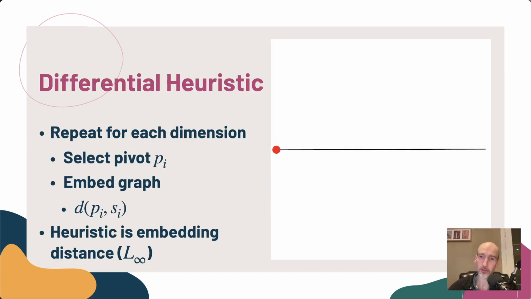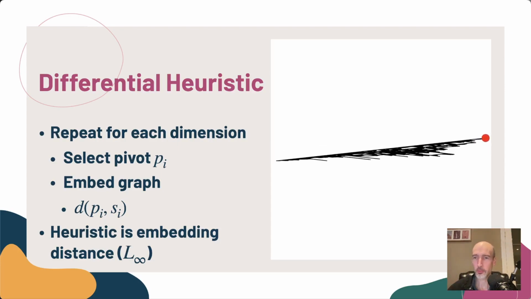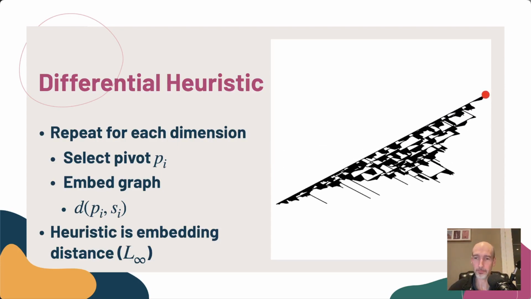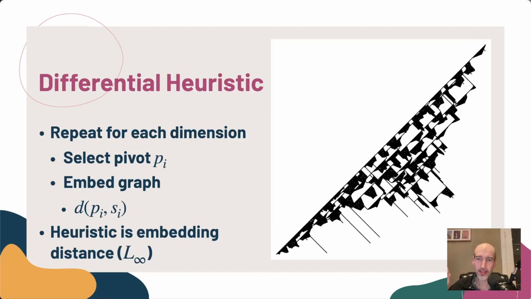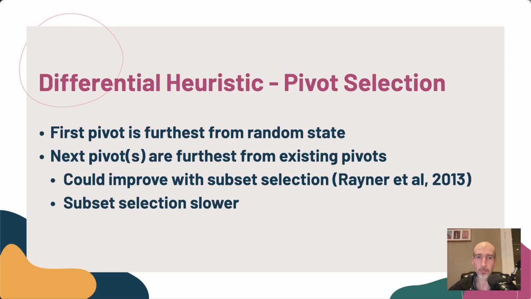And then if we want to do this again, we can. We can choose a new pivot, and we can do a second embedding here. Now, if I want a heuristic between two states, I can look up their x and y coordinate in this entire new embedding here. And now what I do is I take the maximum of either the x difference or the y difference to give me a heuristic. And so that's the L infinity norm.